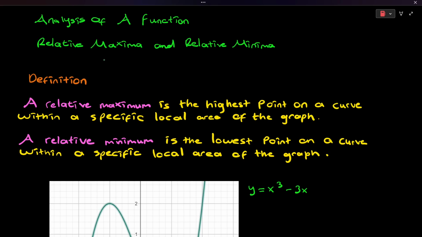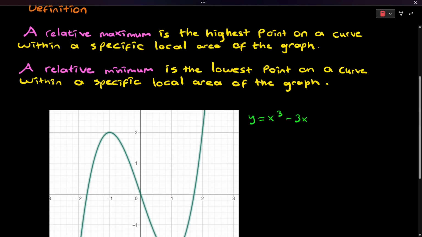Welcome everyone. Let's talk about relative maxima and relative minima. These are also known as local maximum and local minimum. Definition: a local maximum is the highest point on a curve within a specific local area of the graph. A local minimum is the lowest point on a curve within a specific local area of the graph.